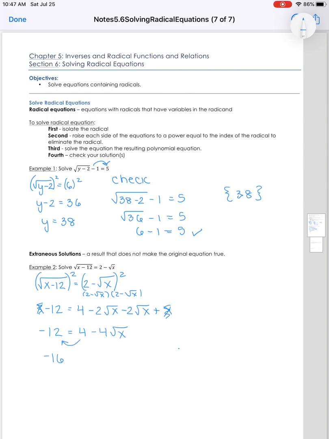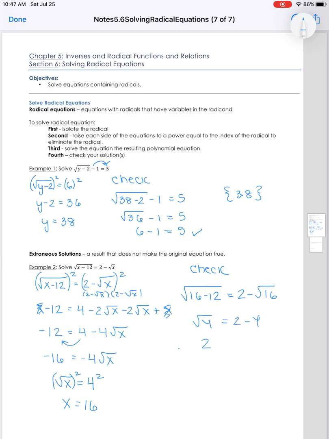So when we FOIL them out, we end up with 4 minus 2 radical x minus 2 radical x, and radical x times radical x is x. What does cancel here is the x here and the x here. So I have negative 12 equals 4 minus 4 radical x, and I still have a radical, so I'm going to have to get rid of it. So let's start isolating that radical. So I get radical x equals a positive 4. Now in order to get rid of the radical, here's a second square, and I get x equal to 16.